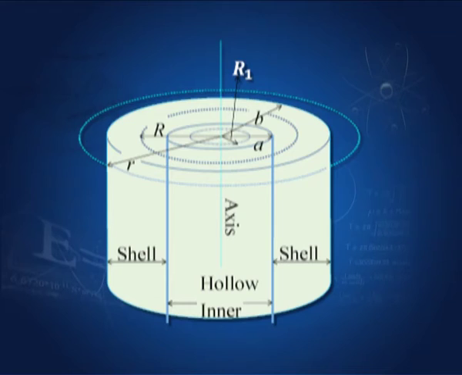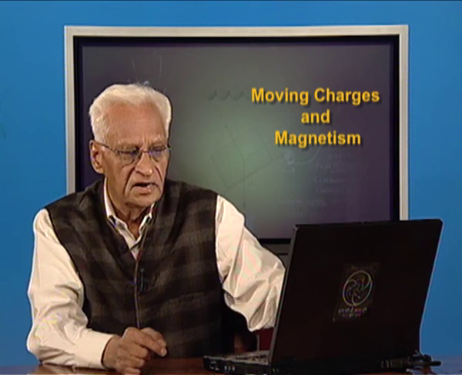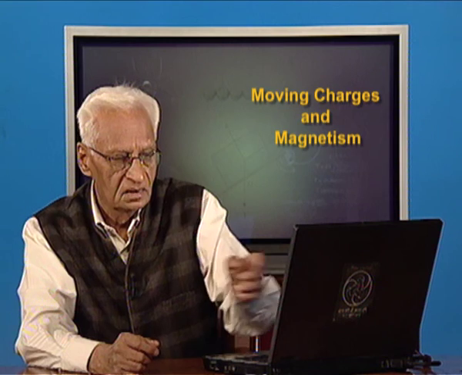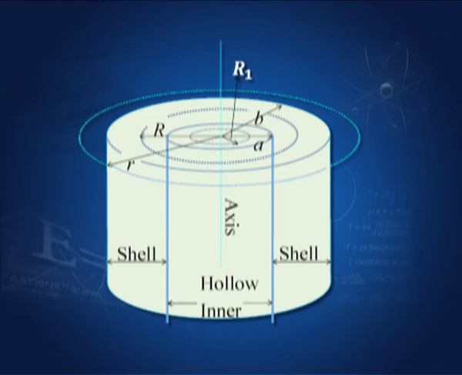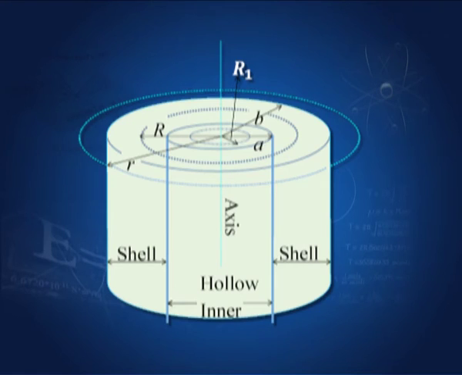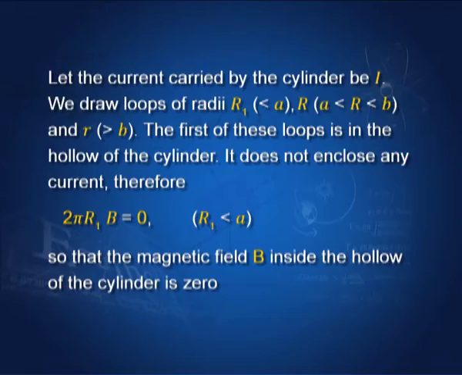Once again I take a circle of radius r which is inside the conductor, that is r is greater than A, and find the current in the cross section, and I shall use that. But let us first take a simple case. We draw an Ampere's circle inside the hollow, that is, the radius of that is less than A, and since there are no currents inside, the magnetic field there must be 0. For r1 less than A, 2 pi r1 times B is 0, therefore, B is 0.